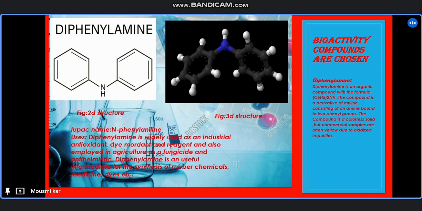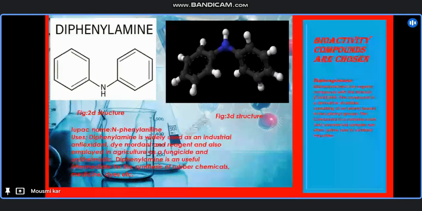The compound is a derivative of aniline, consisting of an amine bonded to two phenyl groups.